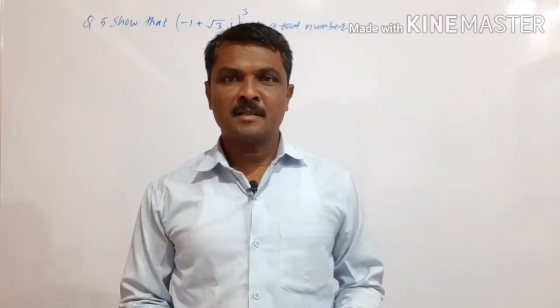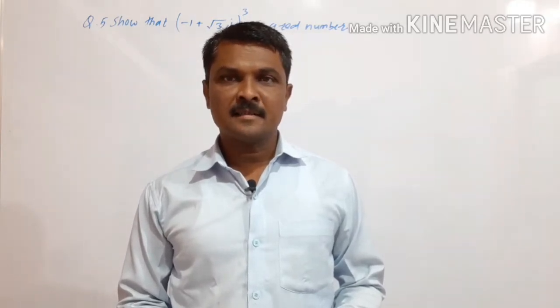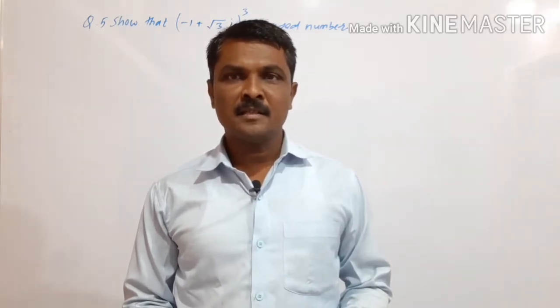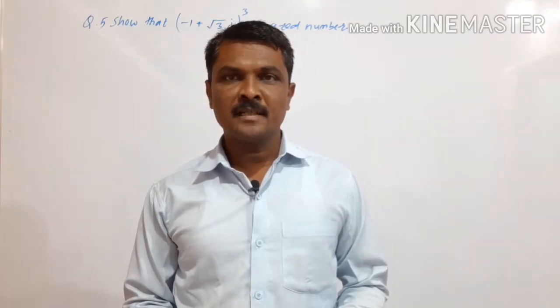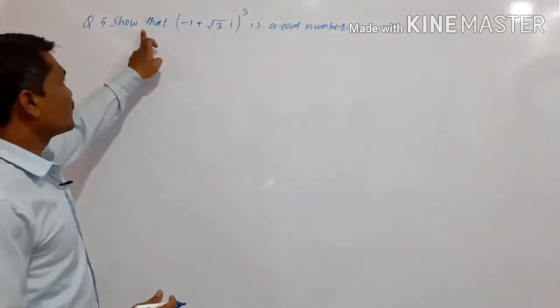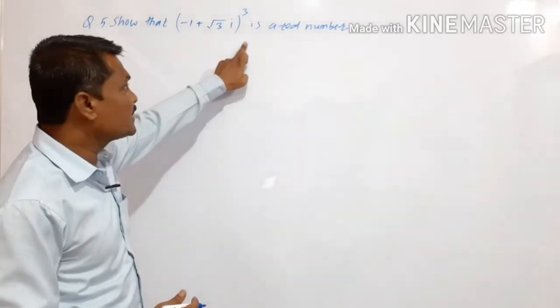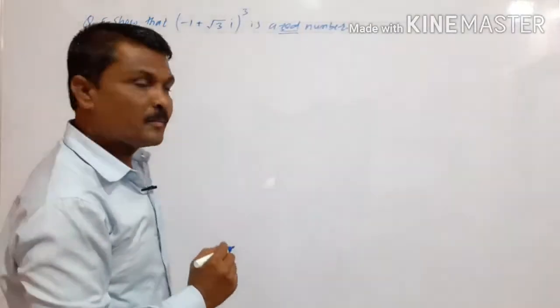Hello students, chapter number 1, Complex Numbers, exercise 1.1. Questions 1, 2, 3 and 4 we completed in the last lecture. Now we are going to see question number 5. Show that (-1 + √3i)³ is a real number. We have to prove that its cube is a real number, not a complex number.